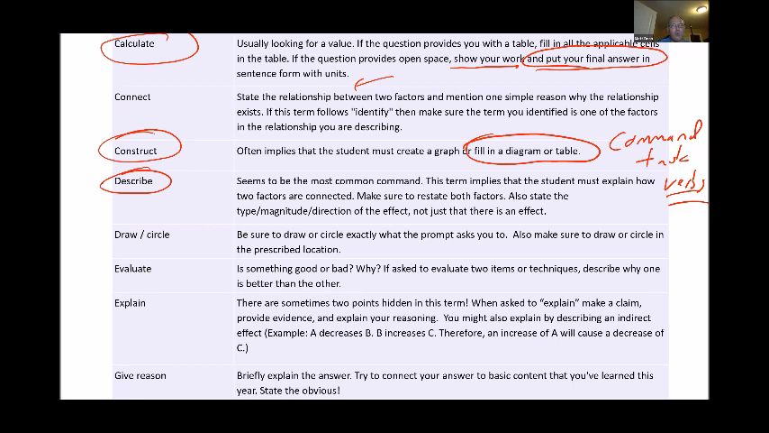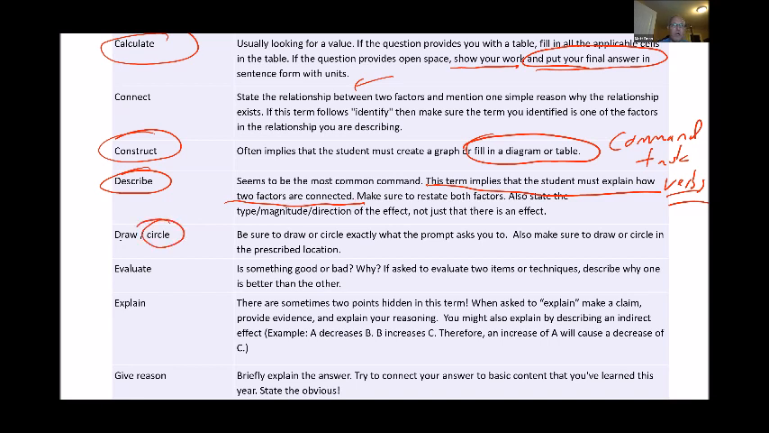Describe is sort of a tricky word in AP biology. We all kind of know what describe means, but when they use this term in AP biology, this is really what they're wanting you to do. They're wanting you to explain how two things are related to each other, how they're connected. So specifically state both and how one affects the other. That's crucial. You've got to relate the two things in the question.